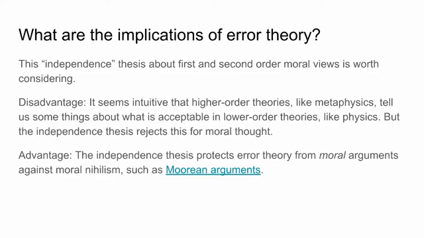The advantage here, though, is that the independence thesis protects error theory from specifically moral arguments against moral nihilism, such as Moorean arguments, which I'll talk more about in a slide or two. Basically, nihilism seems to have radical moral implications, and if we think it's morally unacceptable to just brush all these moral judgments aside as false, we might launch a moral argument against moral nihilism. But Mackie says, hold on, they're totally independent. Nihilism doesn't have any implications for what we do in first-order morality.